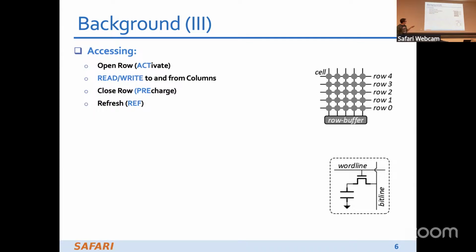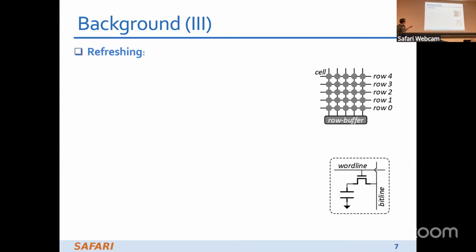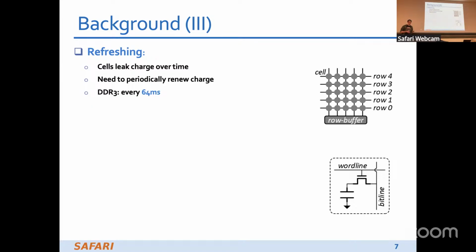Refreshing in particular is a mechanism that is necessary because the cells leak charge over time due to several electrical properties and need to periodically renew this charge. For DDR3, the RAM generation that was observed in this paper, which was the newest one at the time of this paper, this is every 64 milliseconds.